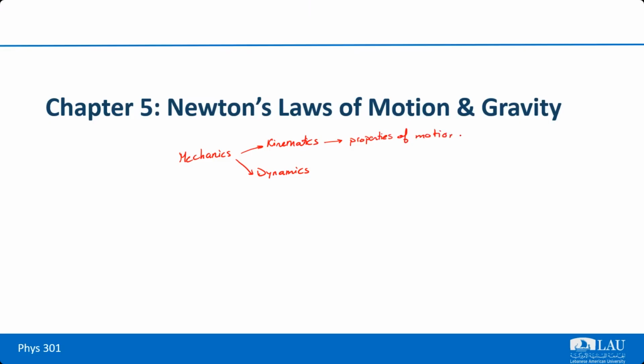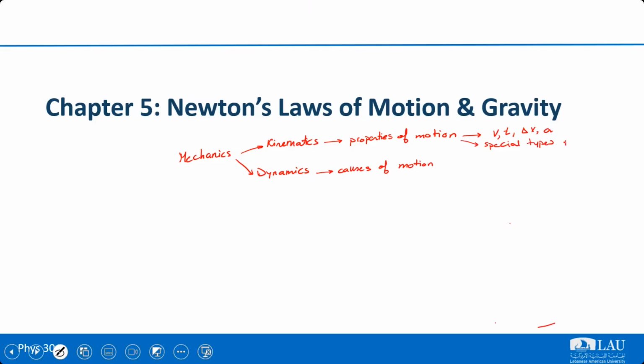So we are interested in a particular motion. We like to characterize it, we describe it. And later we worry about its causes and how we can make this kind of motion. And this is basically the branch of dynamics. In kinematics, we studied quantities such as velocity, time, displacement, acceleration, and we measured these and gave some time equations, and we gave some special types of motion such as circular motion, projectile motion, free fall, etc.